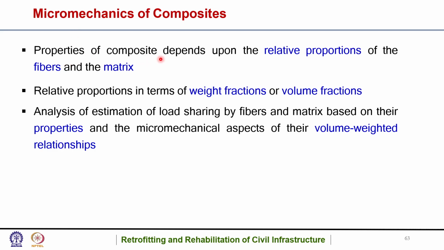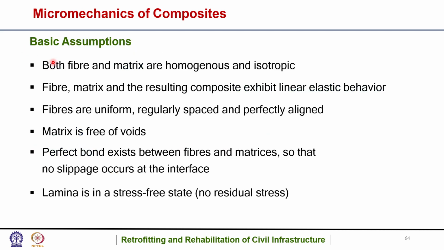The properties of a composite depend upon the relative proportions of the fibers and the matrix, in terms of weight fractions or volume fractions. This involves estimating the load sharing by fibers and matrix based on their properties and the micromechanical aspects of their volume-weighted relationships.